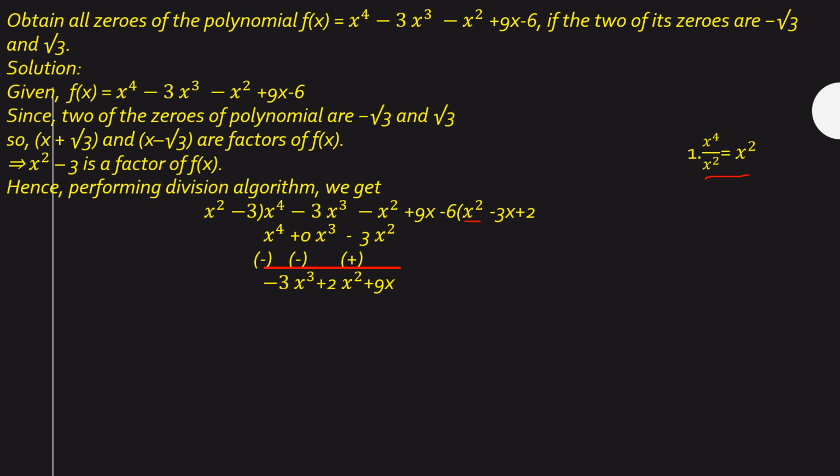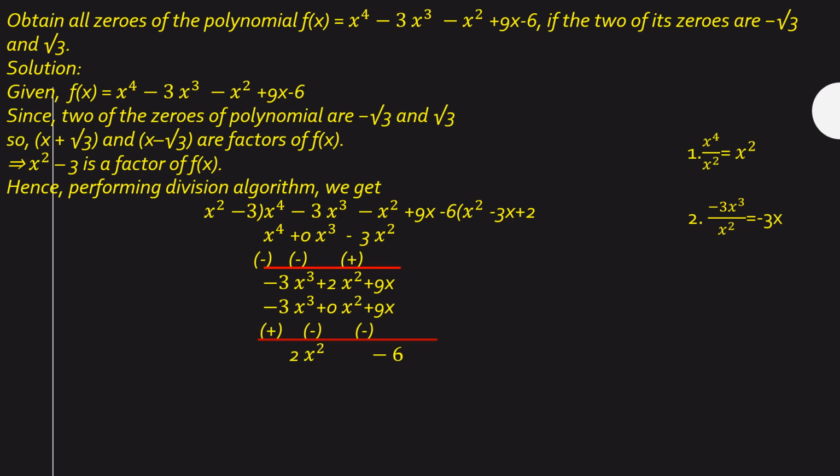Now the second part: the first term in the dividend, minus 3x cube, divided by the divisor's x square, I will get minus 3x, that is the second term in the quotient. That minus 3x should be multiplied again with the divisor. I will get minus 3x into x square is minus 3x cube, and minus 3x into minus 3 is 9x. Again I won't get the x square term, so I have to write 0x square. This is a very important thing you have to remember. By subtracting those, I will get 2x square remains.